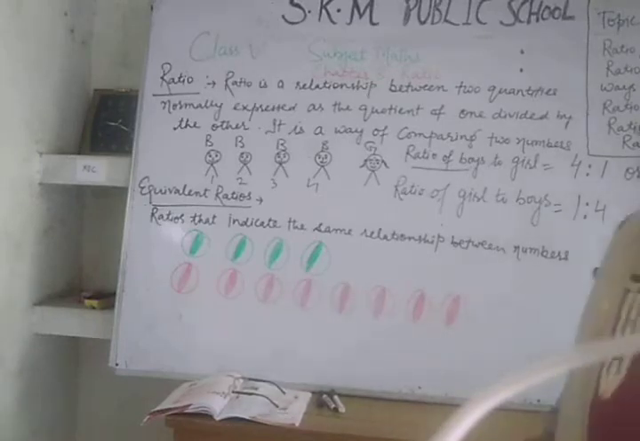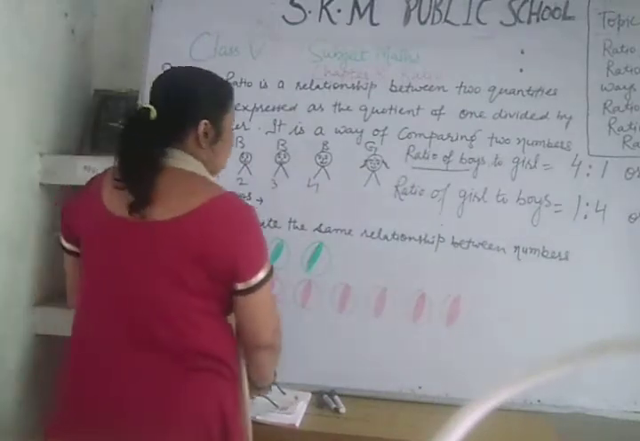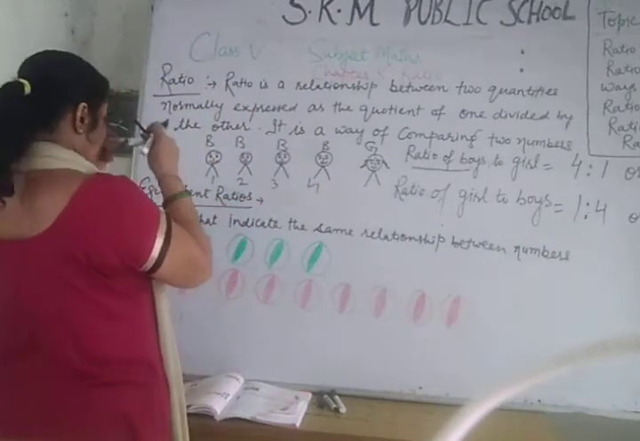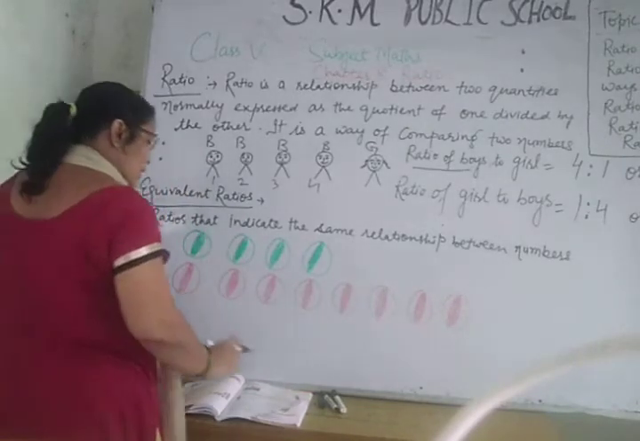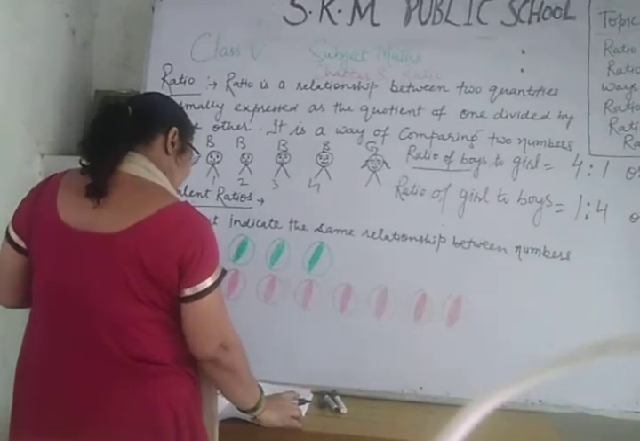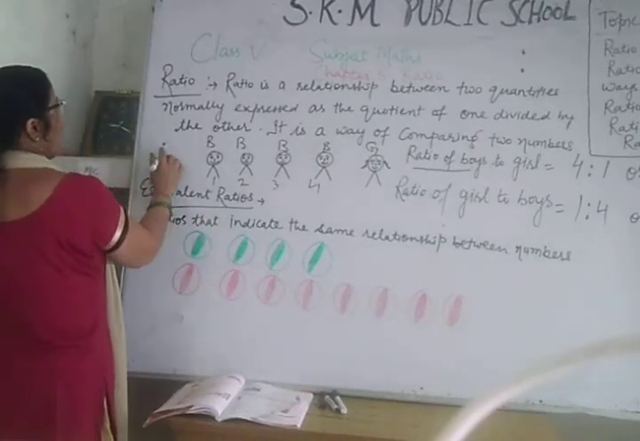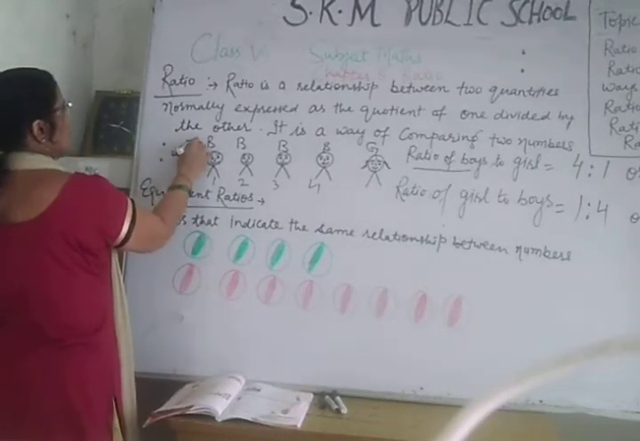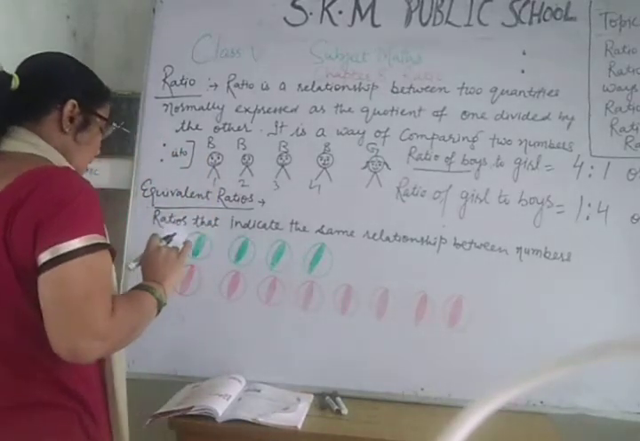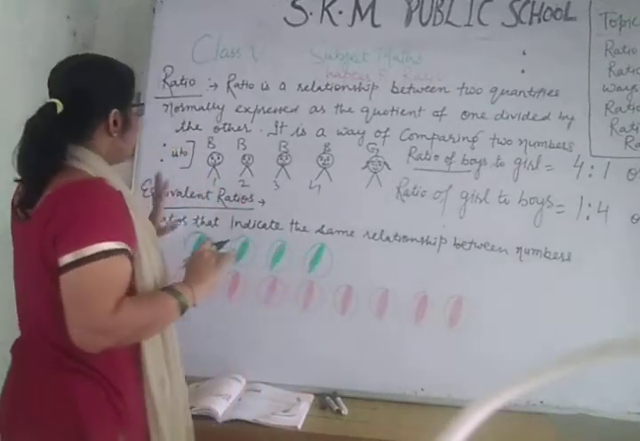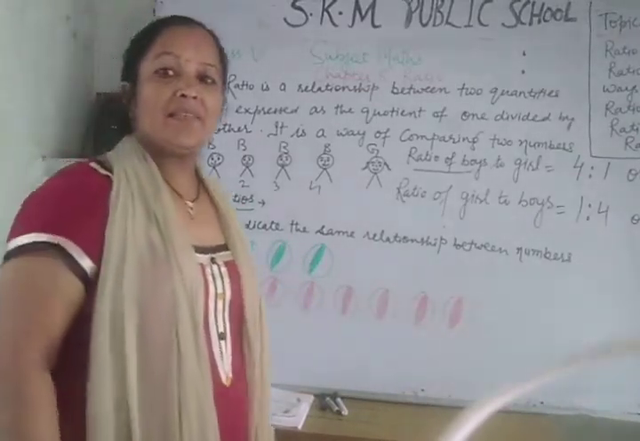In this way, the ratio is written, and for that we use the symbol colon, these 2 dots. This is the symbol for ratio and is read as 'is to'. We call it 'is to'. This is the symbol for the ratio. Then equivalent ratios: ratios that indicate the same relationship.